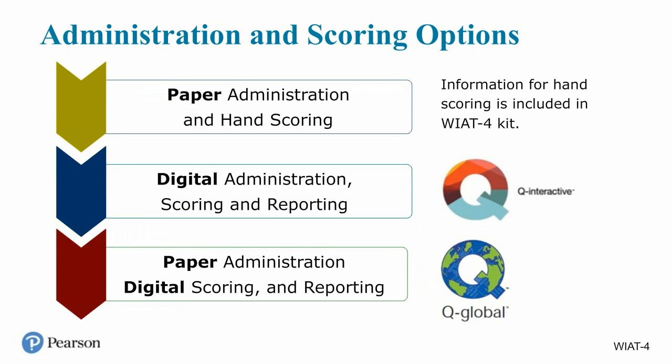Scoring on Q Global and Q Interactive includes some features that are not available with hand scoring. For example, the pattern of strengths and weaknesses discrepancy analysis for learning disability evaluations, the teaching objectives and intervention statements associated with error analysis results, and the automated scoring of the essay composition subtest.